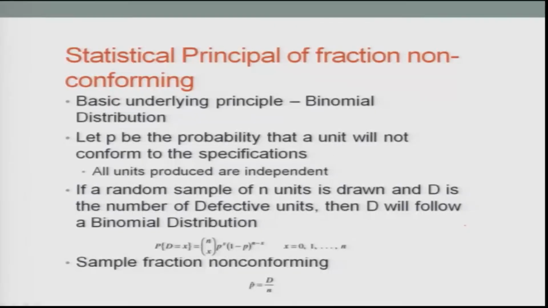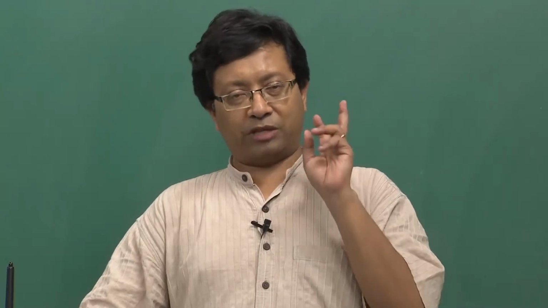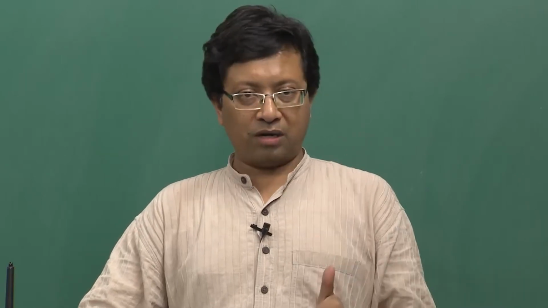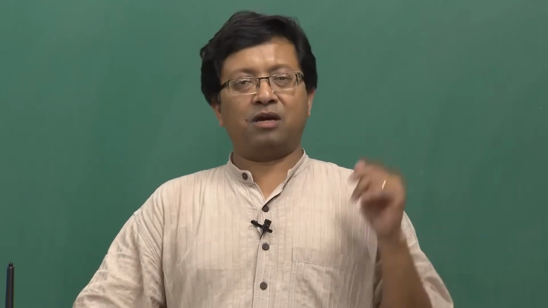So, let me read it again. Let P be the probability that a unit will not conform to the specifications, and all units produced are independent of each other. So, obviously it will mean that the Bernoulli trial characteristics would hold true, which means that each trial, in this case for a binomial case, has two outcomes with probabilities P and Q, where the sum of P plus Q is 1, point number 1, which I mentioned. Point number 2 is that the corresponding probabilities of P and Q do not change from trial to trial, and point number 3 is that the trials are independent of each other.